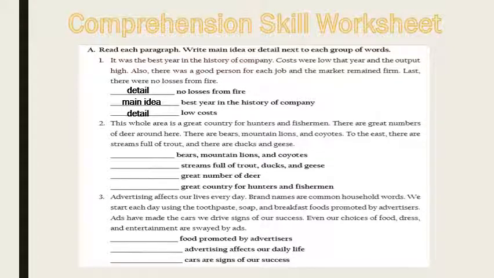Number 2: This whole area is a great country for hunters and fishermen. There are great numbers of deer around here. There are bears, mountain lions, and coyotes. To the east, there are streams full of trout, and there are ducks and geese. So I think that now it's very clear and easy for you to figure out the main idea and the key details. Let's read the ideas.